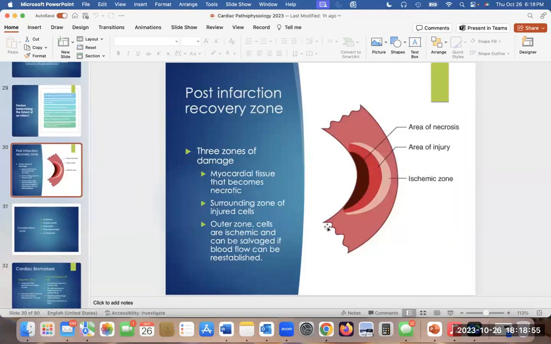I don't really know what this is. Post-infarction recovery zone. I don't know what this is, so I don't want to say I know. But I guess it's just areas in which different injuries can occur, so where each zone occurs. Necrosis is one of the worst because necrosis means death. That tissue died. Ischemia means lack of blood flow, and then injury is just where the blood flow is starting to be impeded.